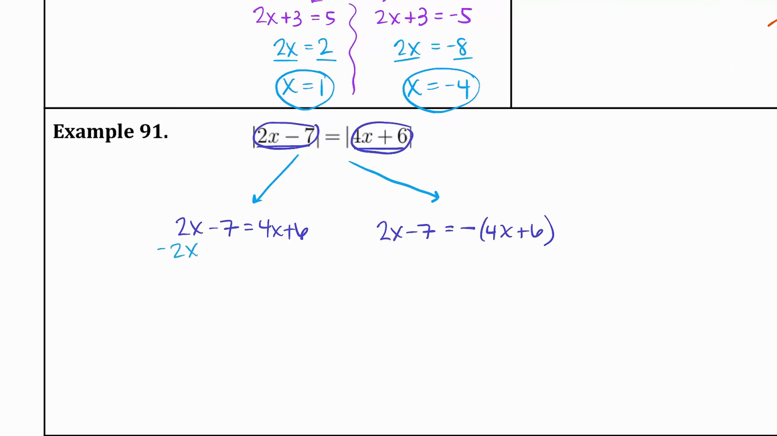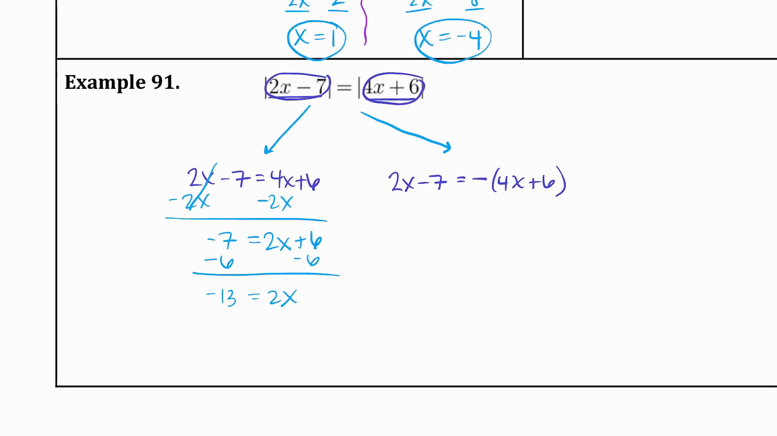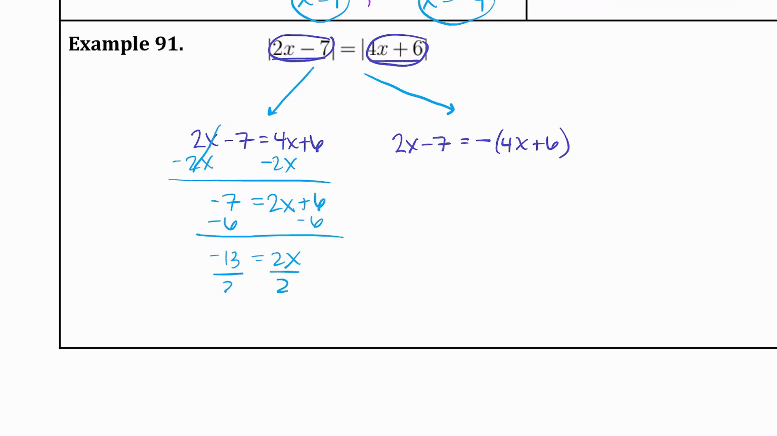I'm going to move my x's to the right. And I end up with negative 7 equals 2x plus 6. If we move our 6 over, we get negative 13 equals 2x. If we divide by 2, I'm just going to leave this written as a fraction. One of my solutions is negative 13 halves, negative 13 over 2.